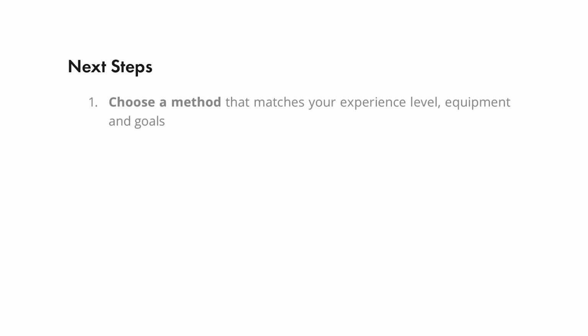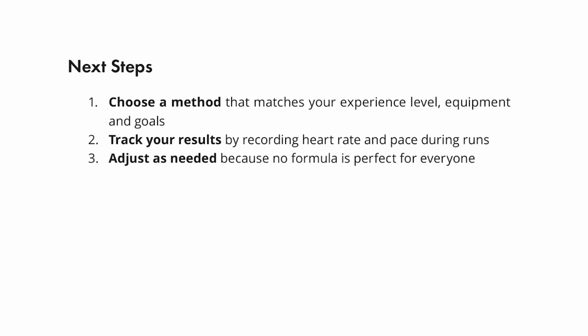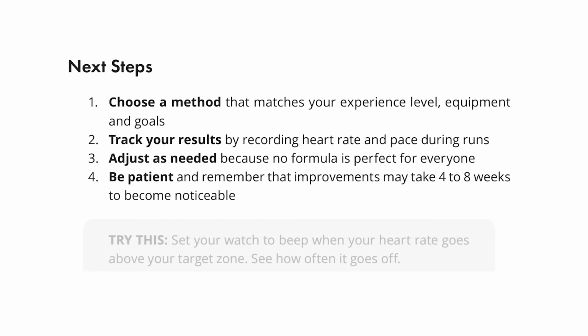Next steps. Choose a method that matches your experience level, your equipment, and your goals. Track your results by recording heart rate and pace during your runs. Adjust as needed because no formula is perfect for everyone. Be patient and remember that improvements may take 4 to 8 weeks to become noticeable. Try this: set your watch to beep when your heart rate goes above your target zone. See how often it goes off.